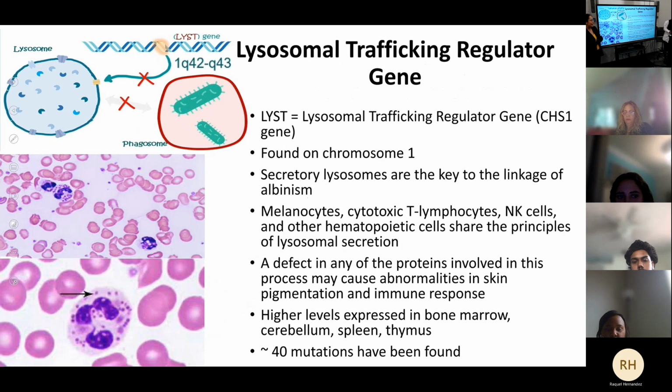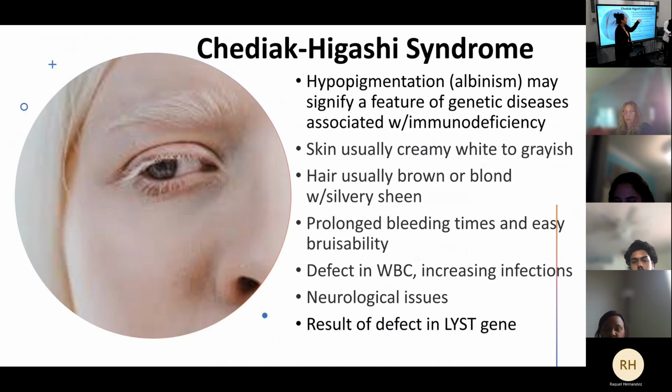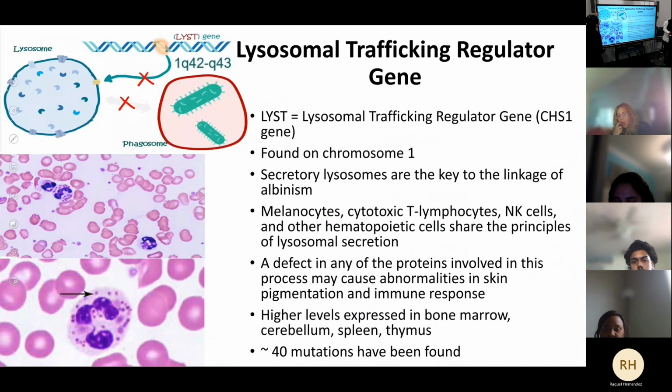So what is the LYST gene? LYST refers to the lysosomal trafficking regulator gene. This gene is responsible for lysosomal trafficking regulating proteins. So what I mean by that is you'll have your LYST gene, which is located between, this is just a location, 1q42 and q43. Think of a traffic signal light. So there's red, yellow, and green. Think of that traffic light just blinking all different colors. That's going to affect the signaling to lysosomes, which in turn affects the phagocytic production.